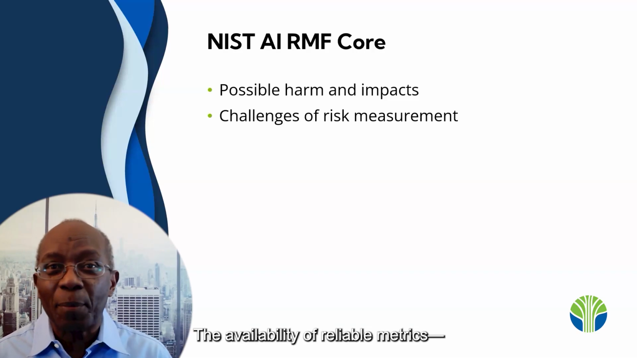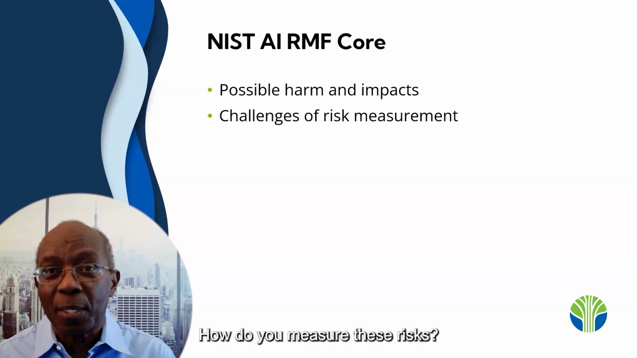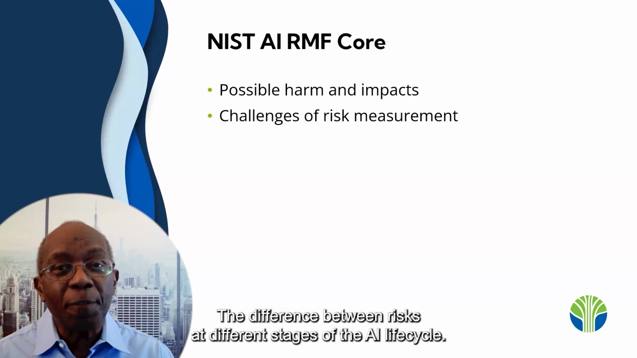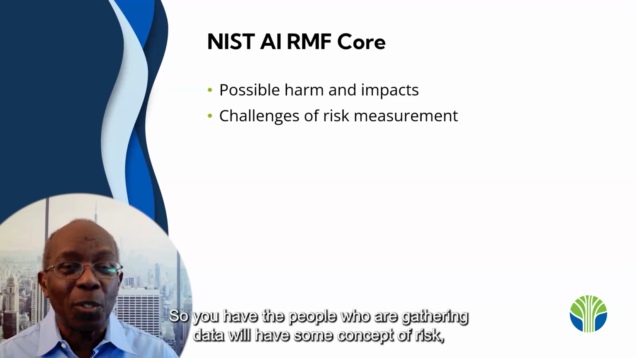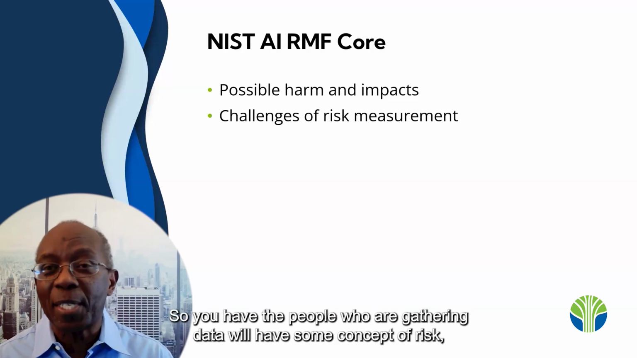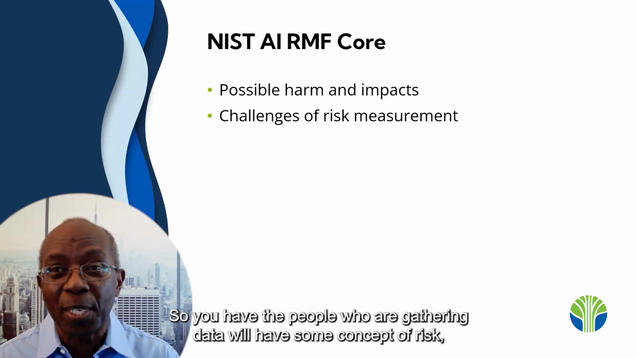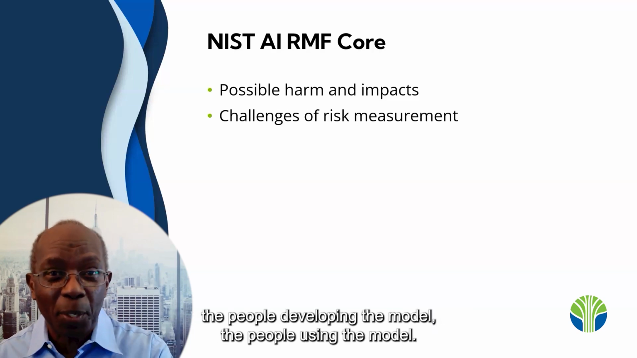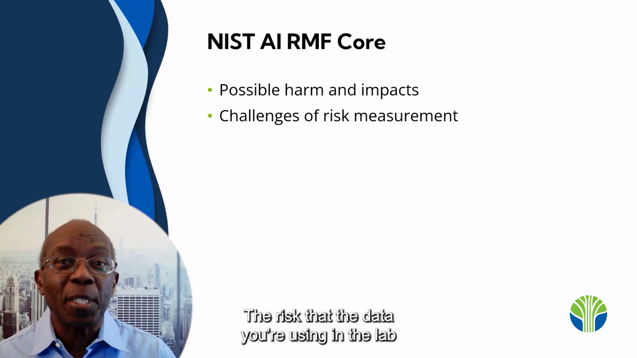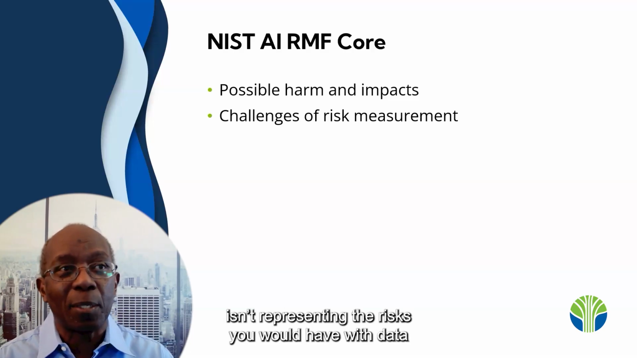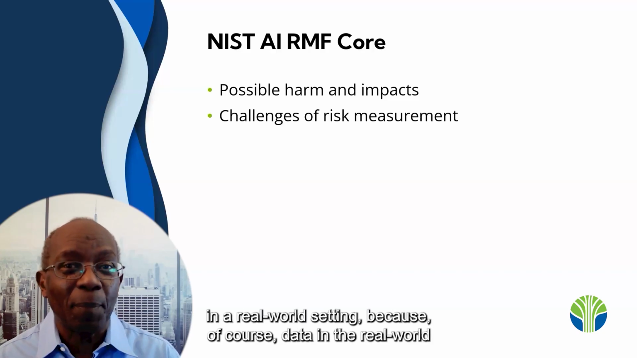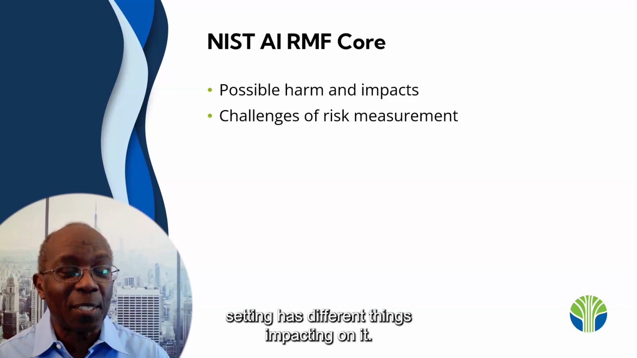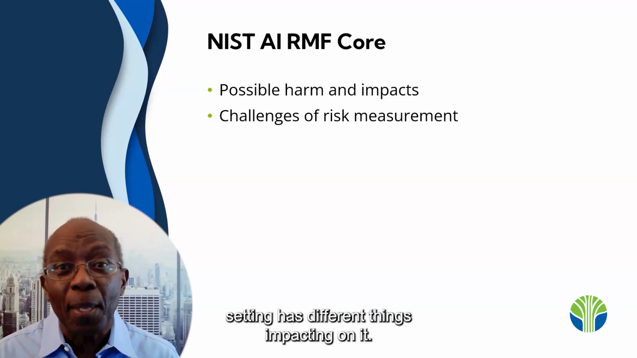The availability of reliable metrics. How do you measure these risks? The difference between risks at different stages of the AI lifecycle. So you have the people who are gathering data will have some concept of risk, the people developing the model, the people using the model. The risk that the data you're using in the lab isn't representing the risks you would have with data in a real world setting, because of course data in the real world setting has different things impacting on it.